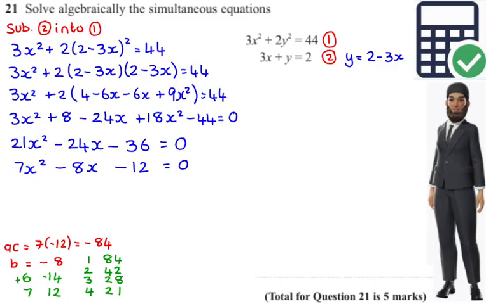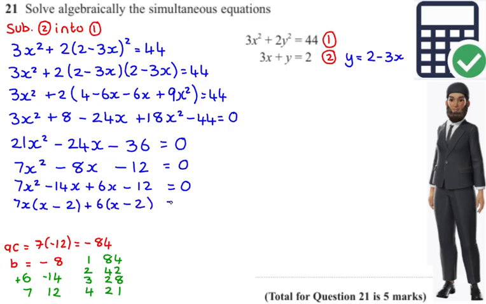So let's rewrite that down over here. Let's go back. So then we'll get 7x squared, let's write down minus 14x plus 6x minus 12 equals 0. And then let's take out 7x as a common factor. Then you get x minus 2. Take out 6 as a common factor. You get x minus 2. The two brackets are the same, so we know we're on the right steps. And then to finish with the factorization, you're going to get 7x plus 6, that's what's outside the brackets, and x minus 2.